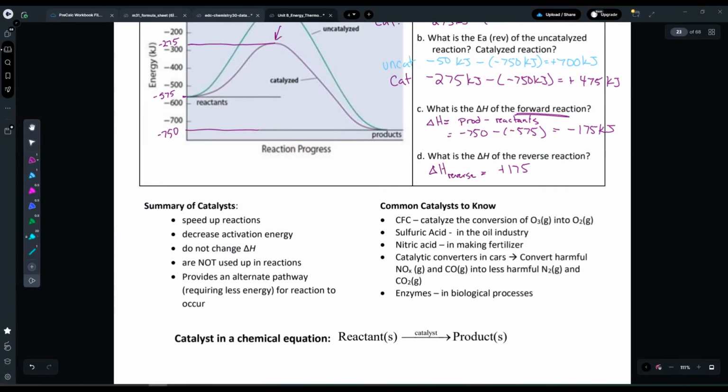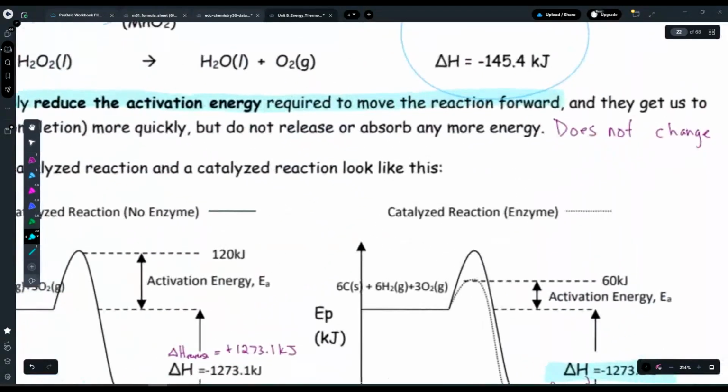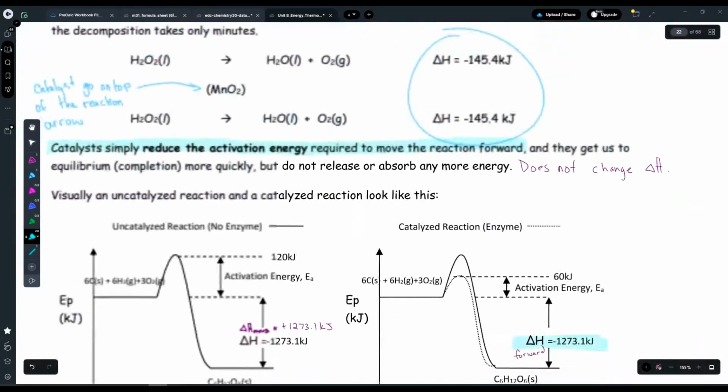All right, so as a summary of catalysts, you do need to know what catalysts are and what they do. They speed up reactions, decrease activation energy, they don't change delta H or change in enthalpy, they are not used up in reactions, and all they do is provide an alternative pathway which requires less energy for the reaction to occur. Now some common catalysts to know, one of them is enzymes. Looking at the previous page, you may have seen catalyzed reaction and then in brackets enzyme. The enzyme is the catalyst.